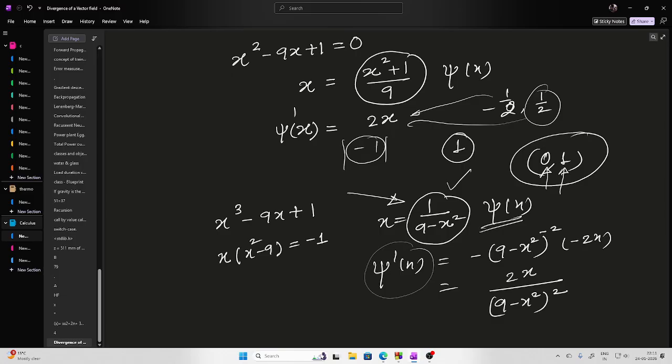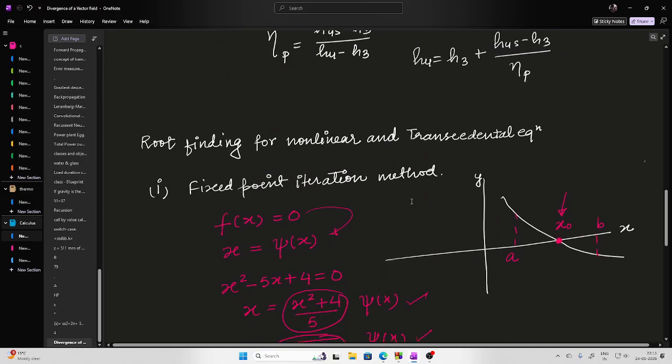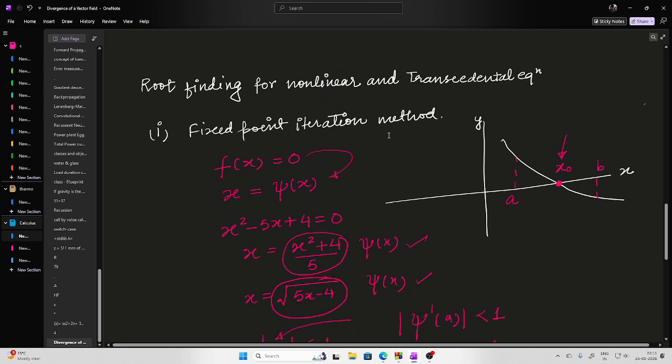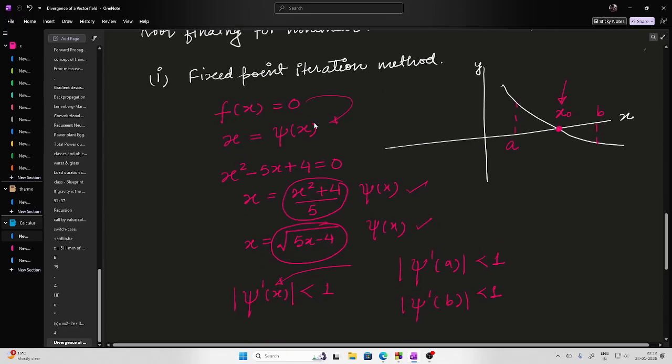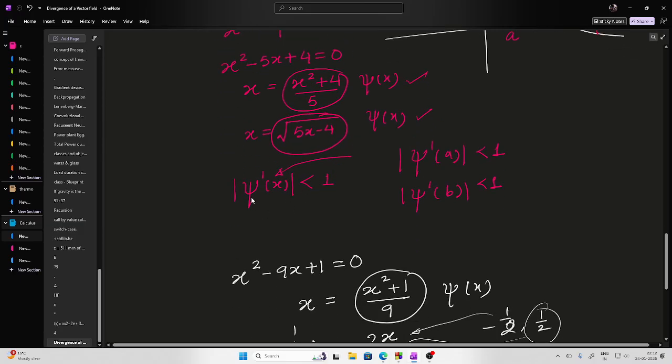So what you have learned so far is that if I want to find the root of any equation, then in the case of fixed point iteration, I should write the original f(x) equal to 0 as x is psi x, and then I have to check the derivative, whether the magnitude of that derivative is less than 1 or not. If that is less than 1, then I can be confident that I will get some answer, otherwise not.